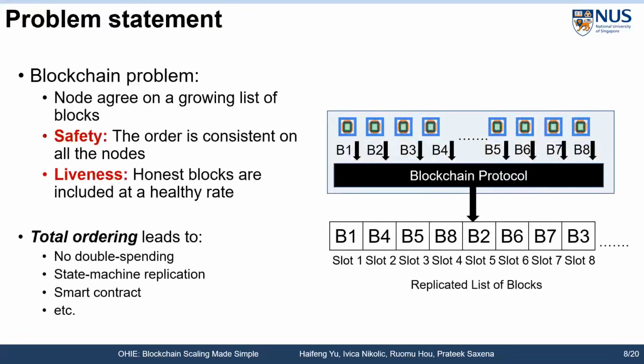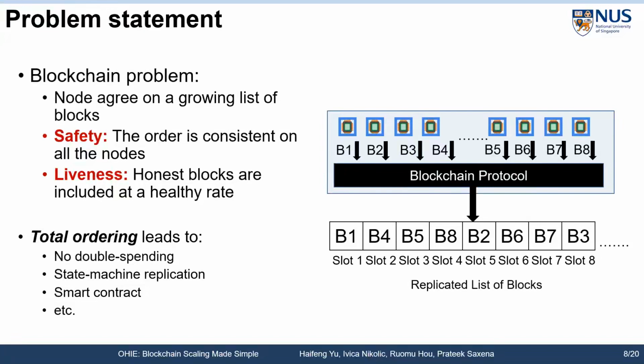A blockchain is a distributed system where nodes agree on a growing list of blocks. This list of blocks should be append only and should be replicated on every node. For those who are familiar with Bitcoin, this list is formed by the blocks that are at least 6 blocks deep in the longest chain. Formally, the system guarantees safety and liveness. Safety requires that the list order should be consistent among the nodes, and liveness requires that honest blocks are included in the list at a healthy rate.